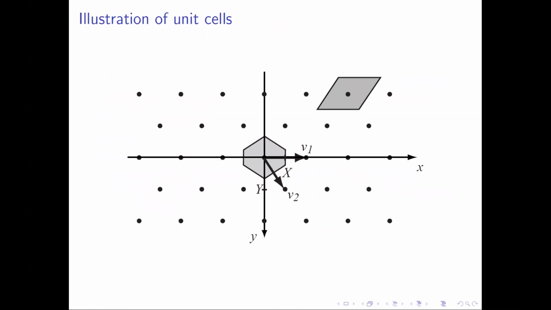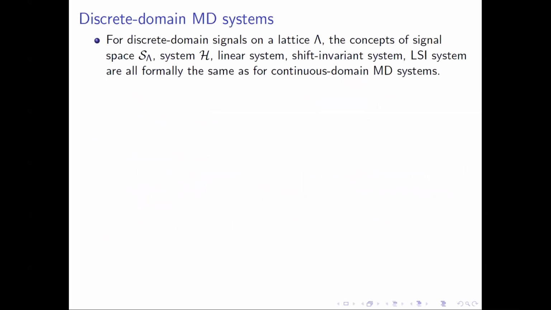This slide shows two possible unit cells. One is a parallelepiped, and the other is the Voronoi unit cell, which consists of all points closer to the origin than to any other lattice point. In the discrete domain case, the basic definitions of signal space, which we denote here by S sub lambda, system H, linear system, shift invariant system, LSI system, these are all formally the same as for the continuous domain multidimensional system, and I won't repeat them here.